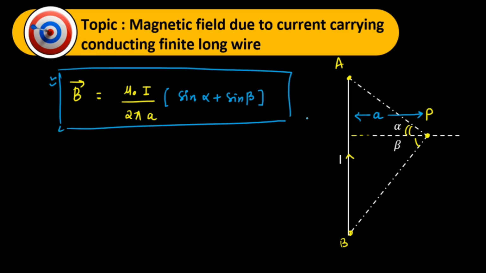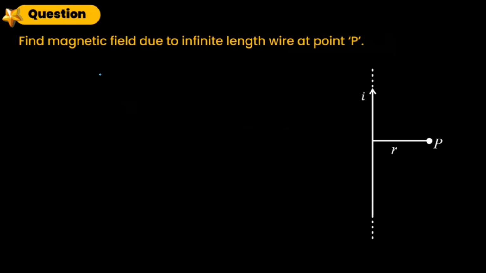Again, what are alpha and beta? Alpha and beta are the angles which this point subtends on the ends of the conductor. What is A? A is the distance between the wire and the point P. What is I? I is the magnitude of current. So on these factors, it depends. Next we have the magnetic field due to an infinite wire at point P.